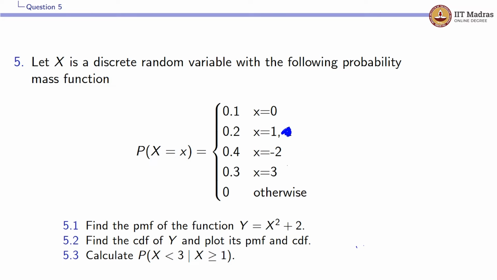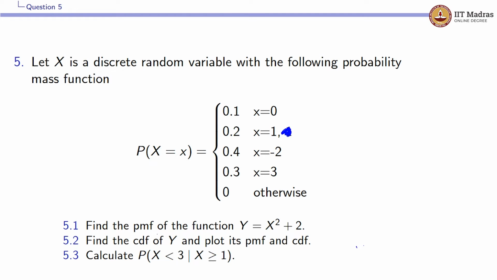Let us look at the fifth question in the week 8. They have given that x is a discrete random variable with the following probability mass function. P of x equals x. For 0 it's 0.1, for 1 it's 0.2, for -2 it's 0.4, for x equals 3 it is 0.3. And it is 0 for all the other values of x.